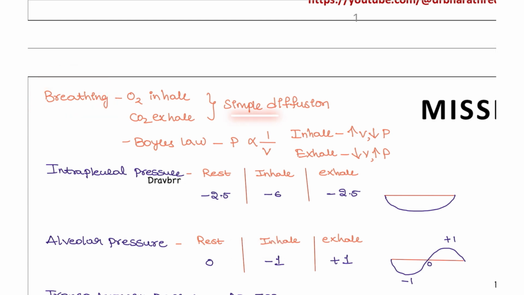Next, what is breathing, guys? Basically breathing is simple diffusion, like O2 inhalation and CO2 exhalation. It works by Boyle's law. What does Boyle's law explain to us? Pressure is inversely proportional to volume. That means if there is an increased volume, there will be decreased pressure, okay, during inhalation. In exhalation, decreased volume but increased pressure. So this is how Boyle's law helps the breathing of O2 and CO2.